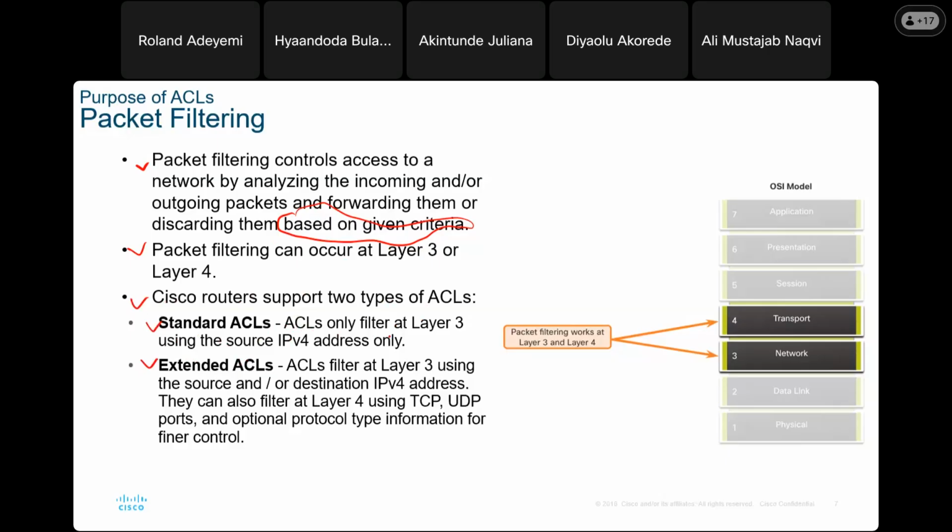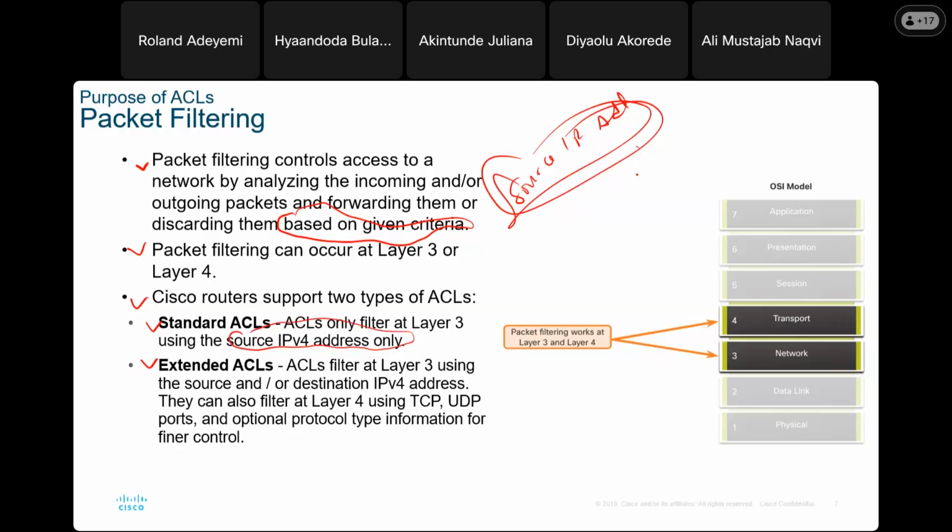Standard ACL only filters at layer 3 using the source IPv4 address only. Take note of this. So when we are configuring, a standard access list can only filter based on source IP address. Meaning what? I can block you by your IP address, but I cannot decide the destination. I cannot block you based on destination. When I block you by your IP address, I block you. It is not flexible.